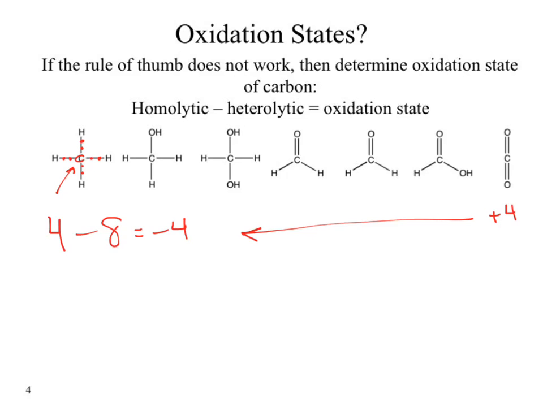Okay, you could also look at the reverse. So we go from -4 to +4. Okay, we had to lose electrons to go from -4 to +4. That's why we became positive. We lost electrons, which was oxidation. What happened to the number of oxygen bonds? It increased, also oxidation.